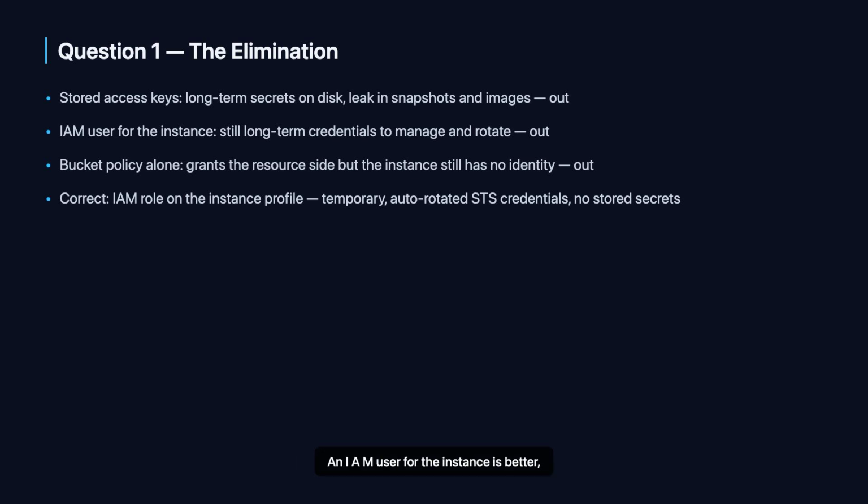An IAM user for the instance is better, but it's still long-term credentials you have to manage and rotate yourself, so it's out. A bucket policy on its own handles the resource side, but the instance still has no identity to present, so that's out too. The correct answer is the IAM role attached through the instance profile. Think of it as a hotel keycard. It works for your stay, expires automatically, and can be revoked remotely. Temporary STS credentials, no stored secrets. Whenever compute needs another service, this is the answer.